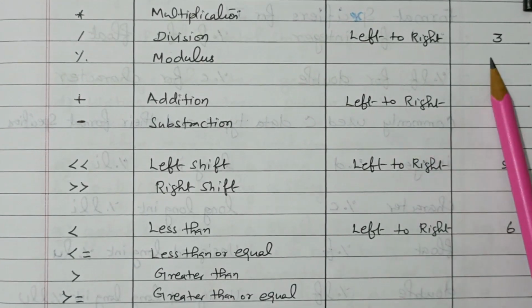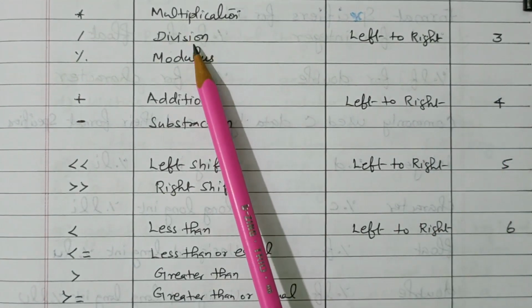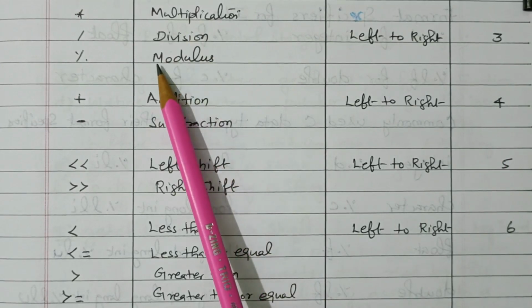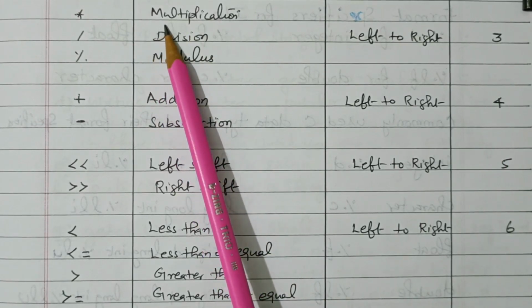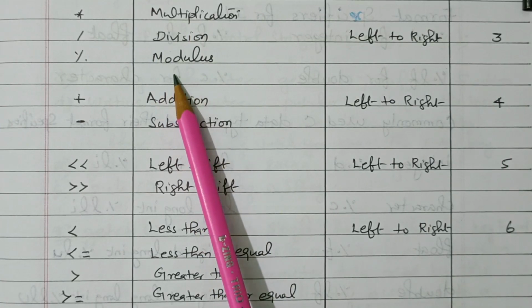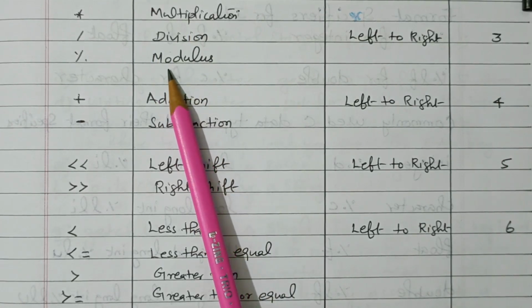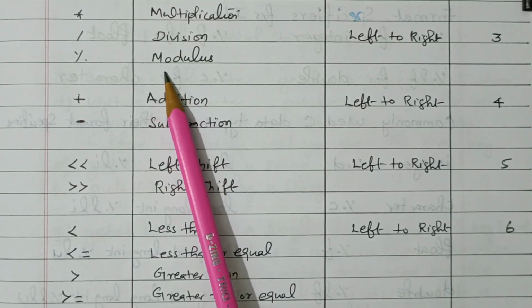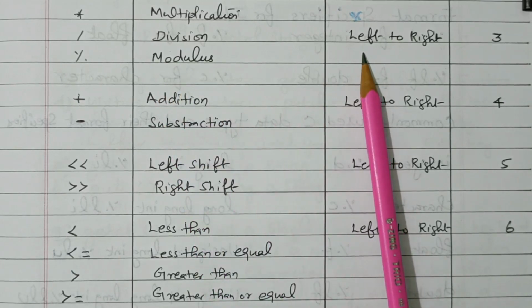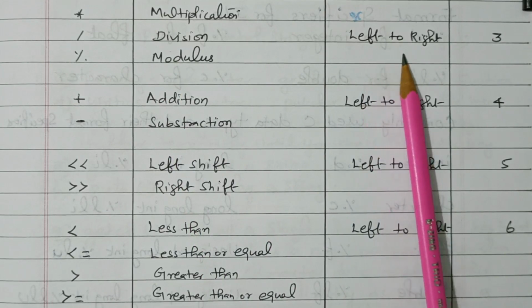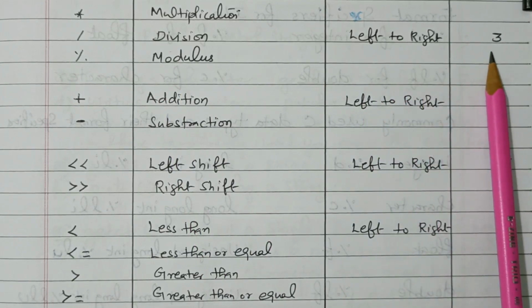The third preference is given to multiplication, division and modulus. Multiplication means multiply two numbers, then divide the two numbers. Modulus means it will give the remainder value, after division, the remainder value given by modulus. This is executed from left to right. The rank is 3, the third rank.